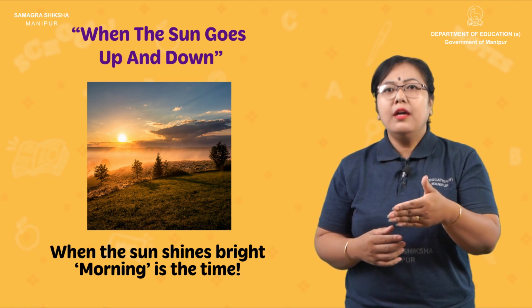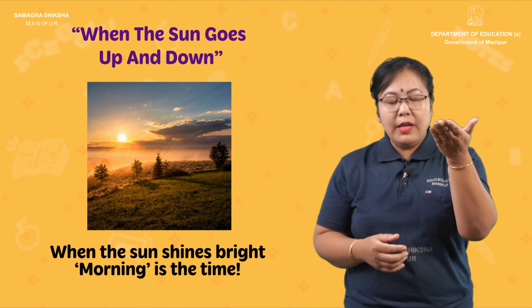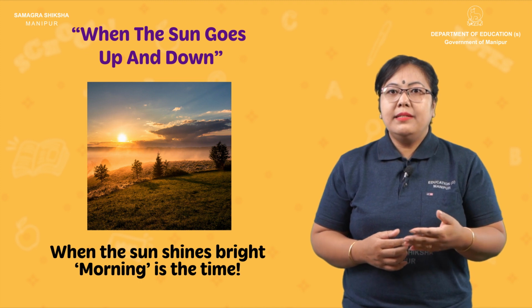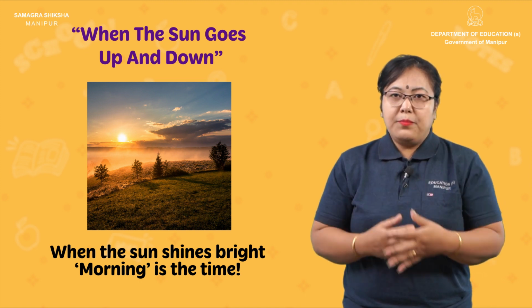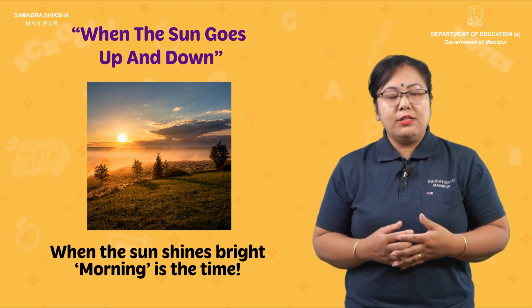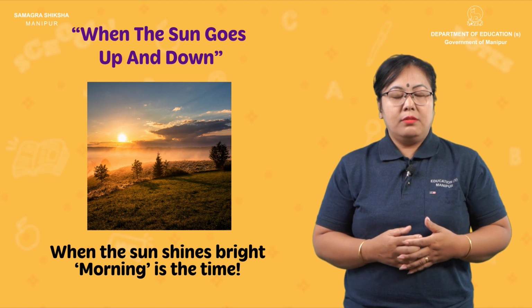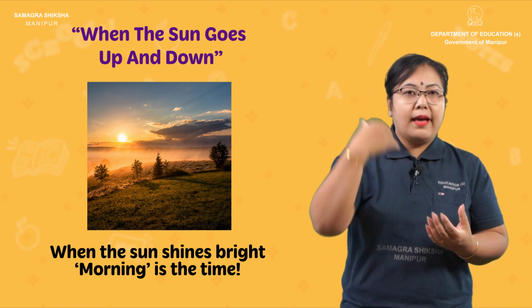But at morning we see the bright light of the sun above the horizon. In morning, we can see the light rays of sun, which is very bright. We cannot look at the sun directly due to the bright light of the sun.